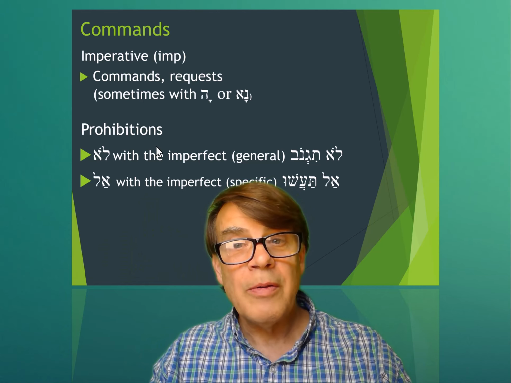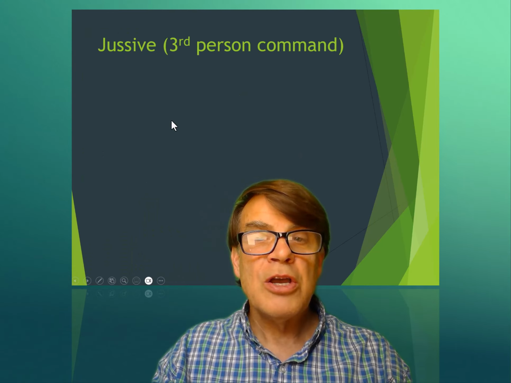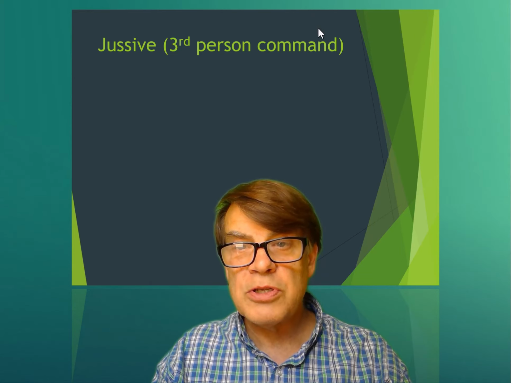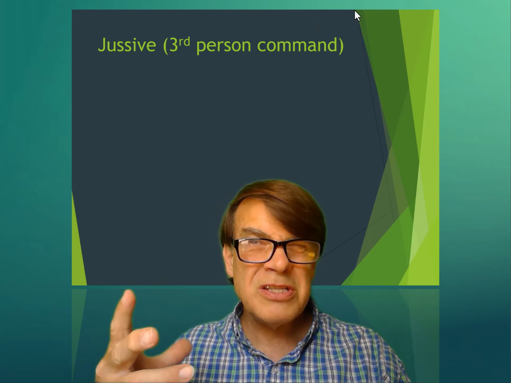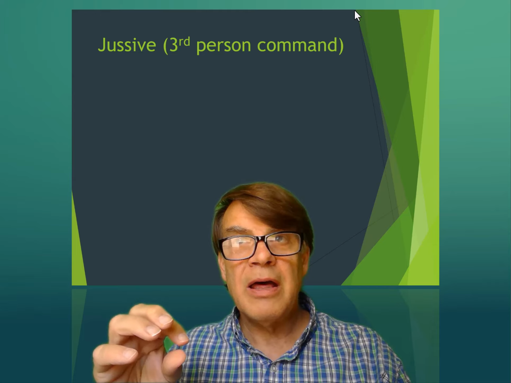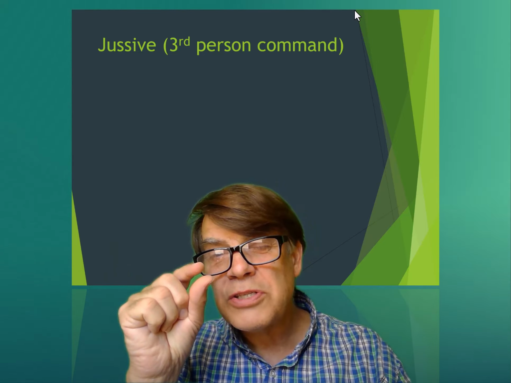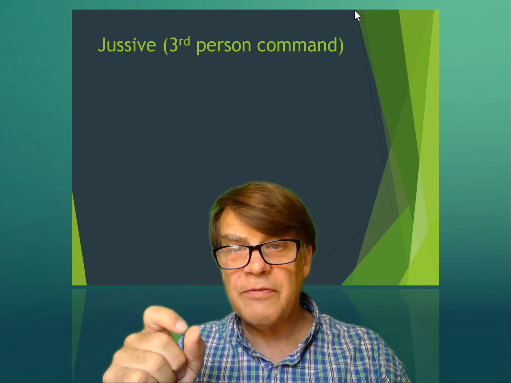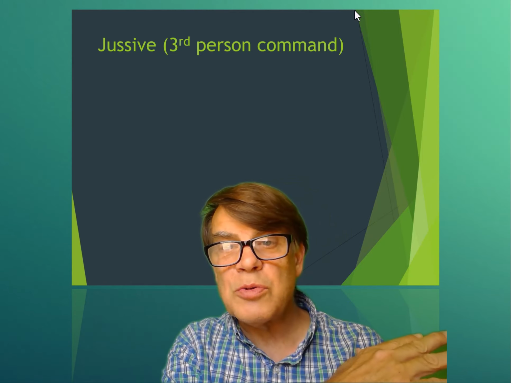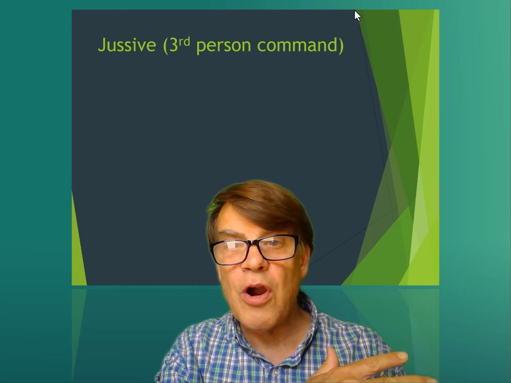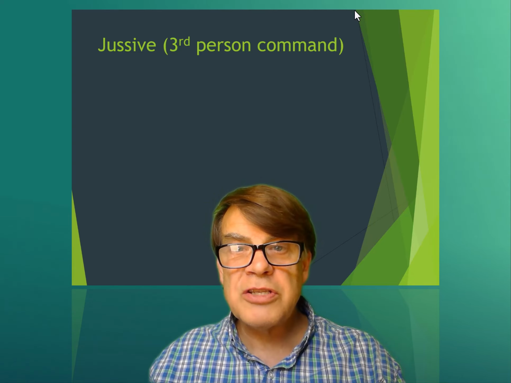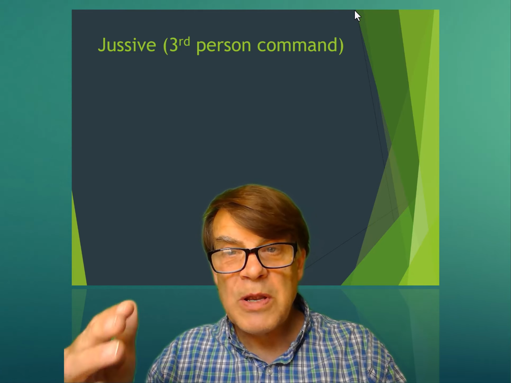But there's more. There is a third-person jussive. This is a third-person command called the jussive. It looks a lot like an imperfect. There were a few places where the jussive looked a little bit different than the imperfect. It has a different history in the language if you go back far enough. But the jussive was typically used especially for the third person.